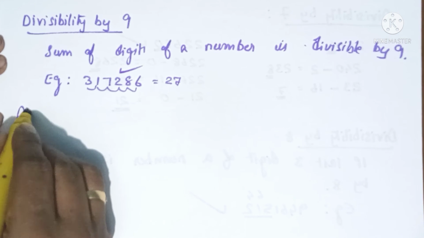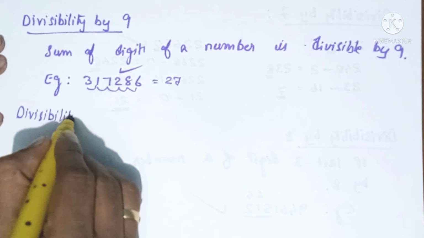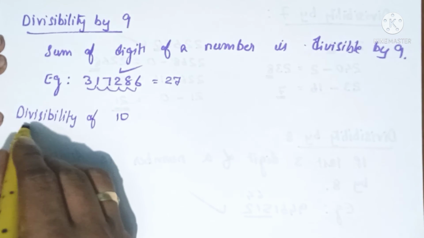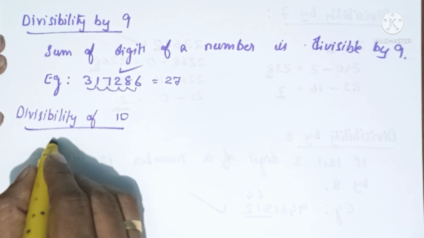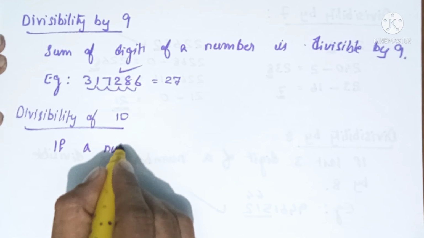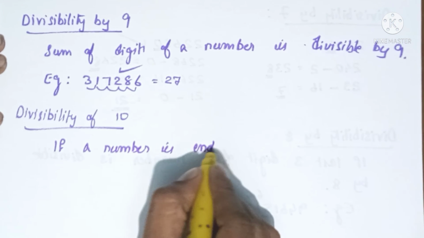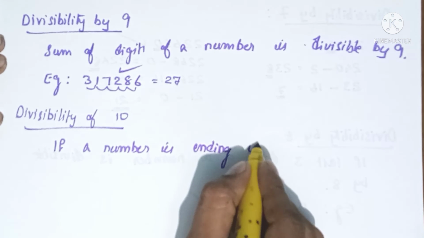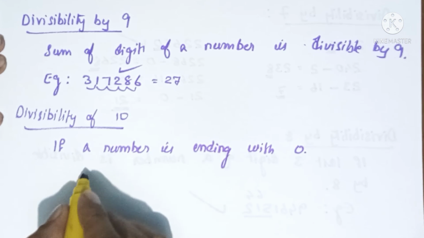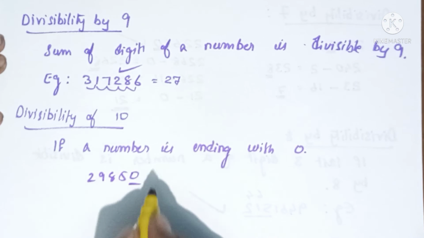Next is the divisibility rule of 10. If a number is ending with 0, that's it. I think there is no need to explain this. We all know this very well. If any number is ending with 0, it is divisible by 10.